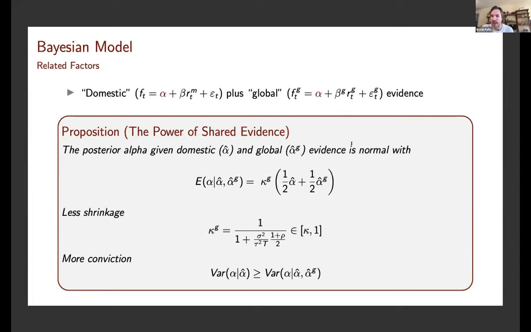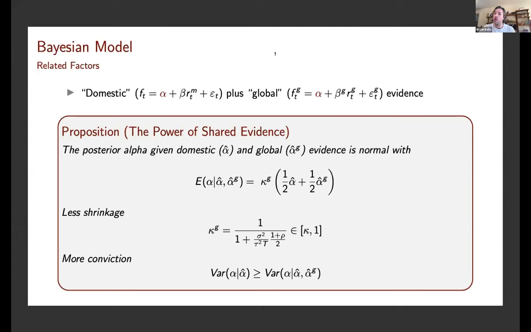By looking at international data along with the US data, we're going to do less shrinkage. This global shrinkage parameter is going to be larger in magnitude than the US-only shrinkage parameter. The basic idea is that if we have more factors, we shouldn't just be doing naive multiple testing corrections, because those additional factors are informative for the conclusions about any individual factor. They give us less shrinkage to the prior mean, and they give us smaller posterior variance about alphas. So the basic point is that if we think about this joint structure in factors, we can use joint estimation. We can leverage the dependent structure in factors to form more precise confidence intervals about the alphas of any individual factor.